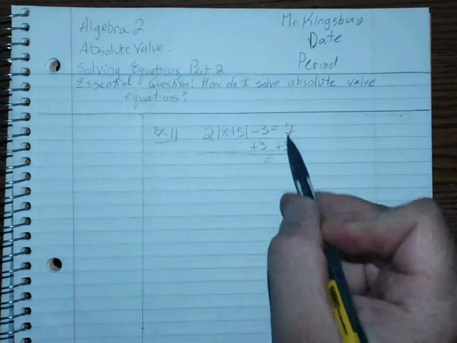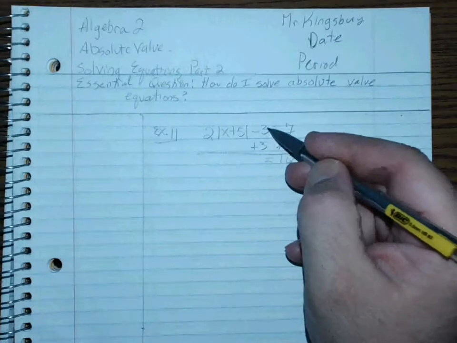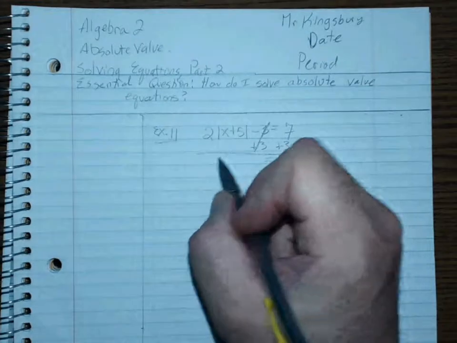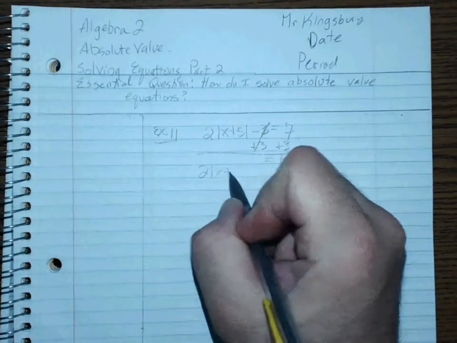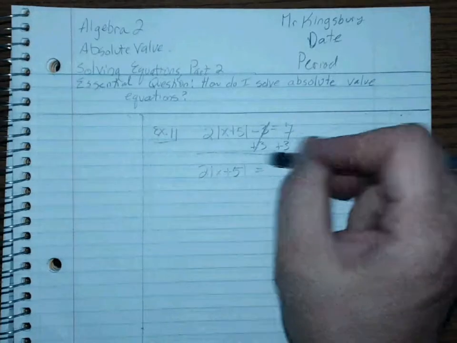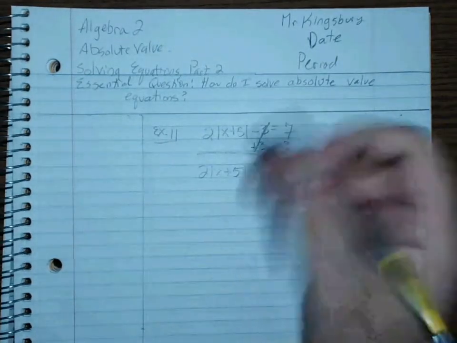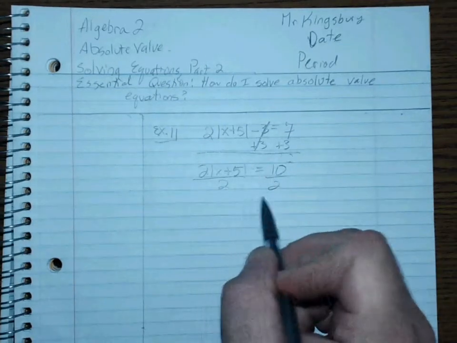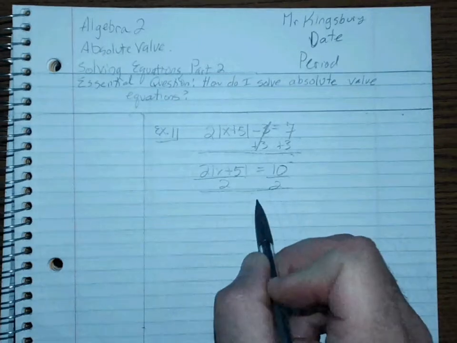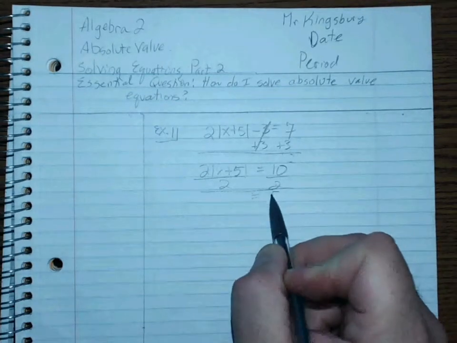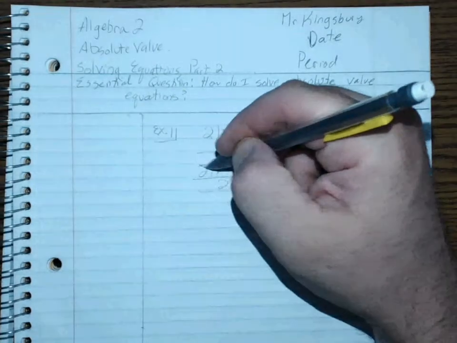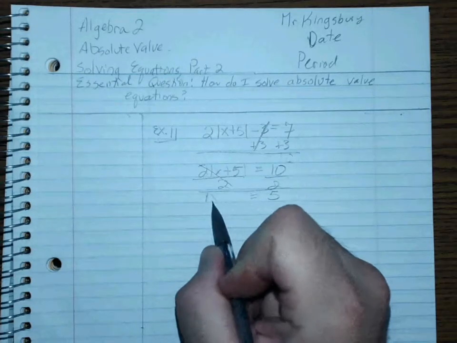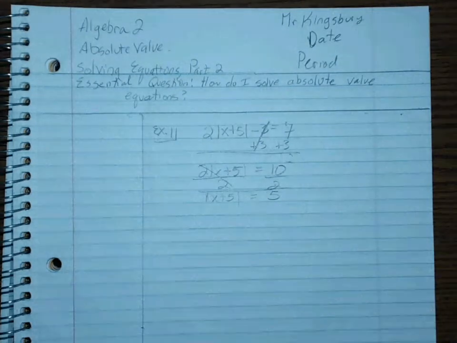Now on the right, 7 plus 3 is 10. On the left, the 3's combine and they give me 0. And that leaves me with 2 times the absolute value of x plus 5. Now I can do my division by 2. I'll do both sides. On the right side, 10 divided by 2 is 5. On the left side, 2 divided by 2 is 1, and 1 times the absolute value of x plus 5 is the absolute value of x plus 5.